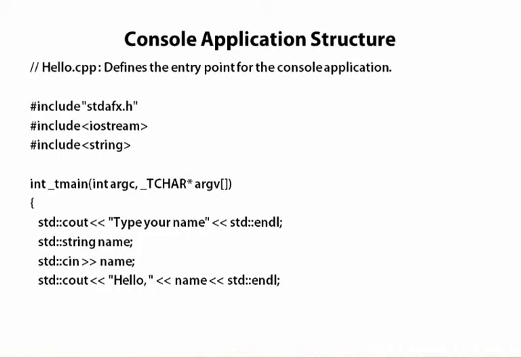Now we're back to our friend console output, and we're putting out hello, comma, space, and then whatever is in the string name, and then another standard end line. And that's why it came back and said hello Kate to me when it ran.